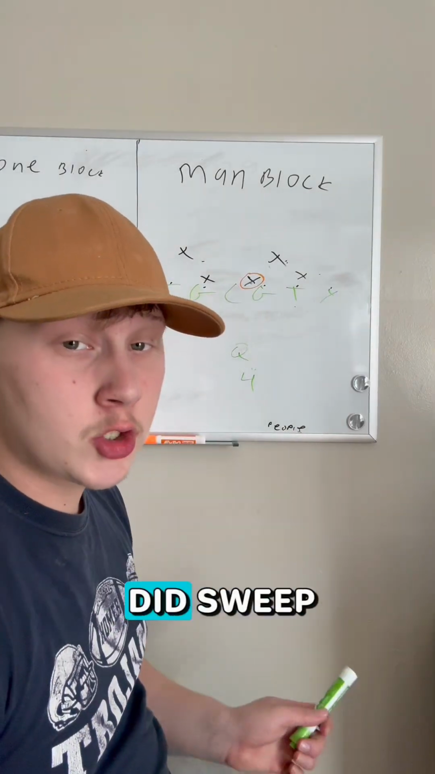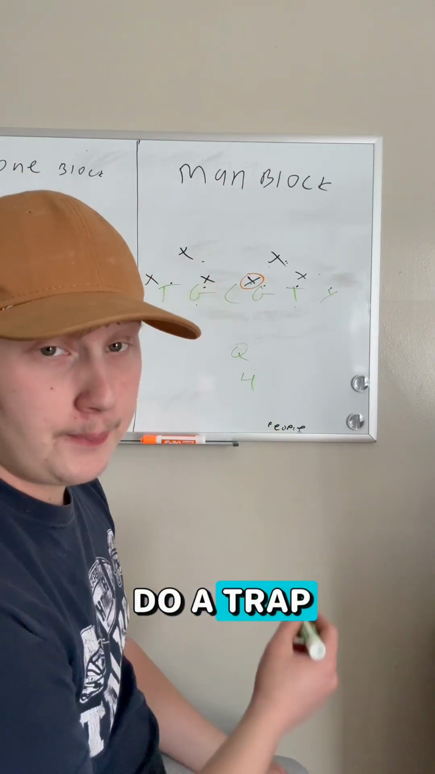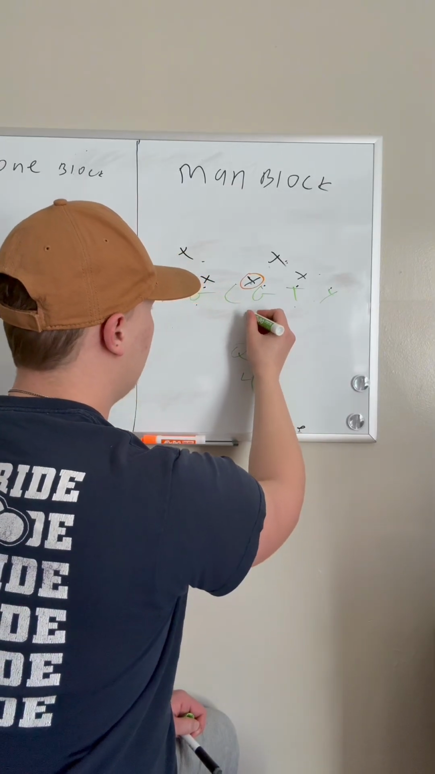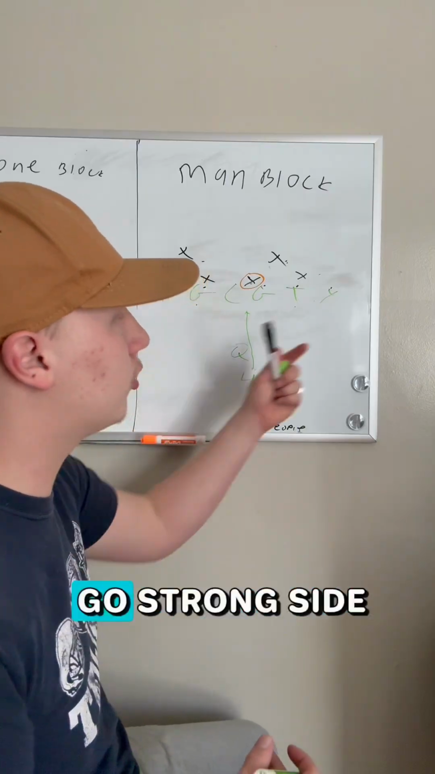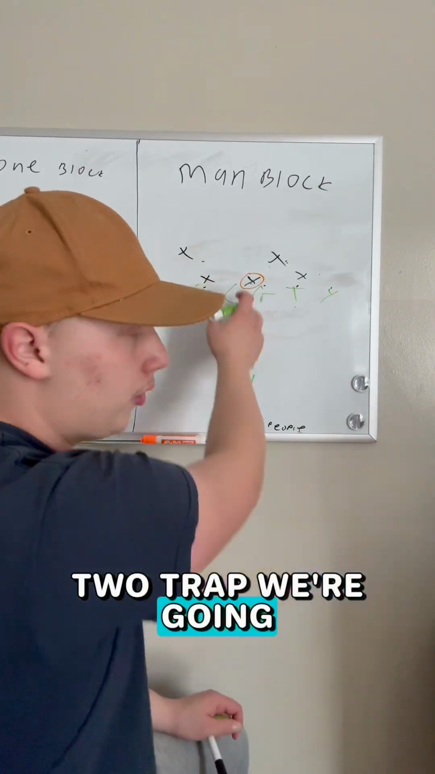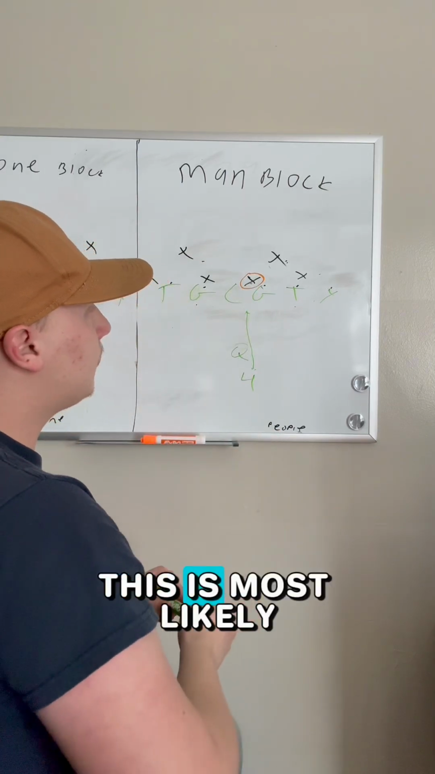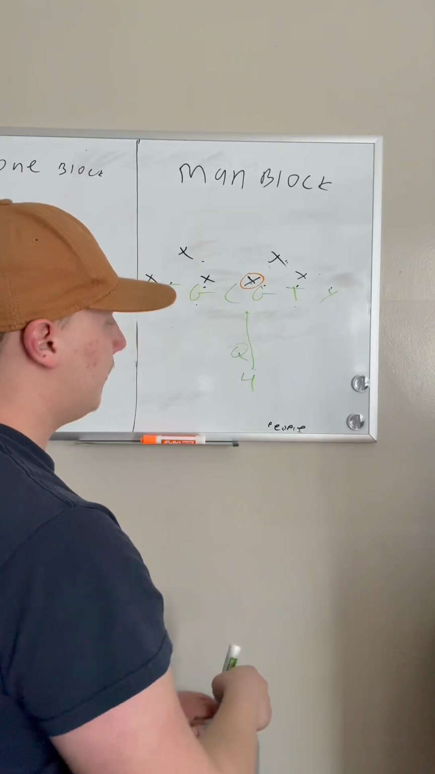All right, so we just did sweep. So now we're going to do a trap. We're gonna go through the 2 gap, and we can always go through the 1 gap too. It depends on which side, but we're gonna go strong side, so it'd be a 2 trap. And we're going to the 2 hole, and I circled here. This is most likely going to be the defender we want to trap, so we're going to run underneath him.